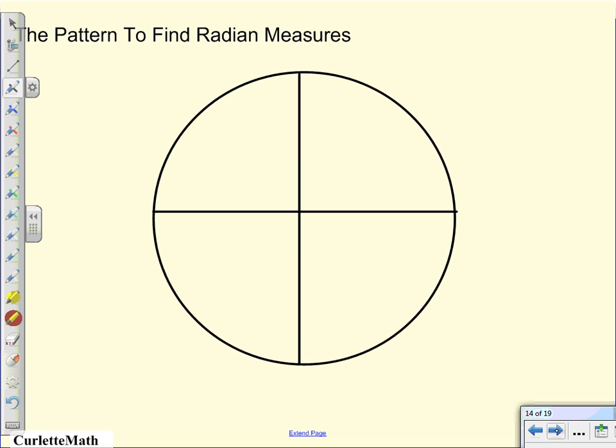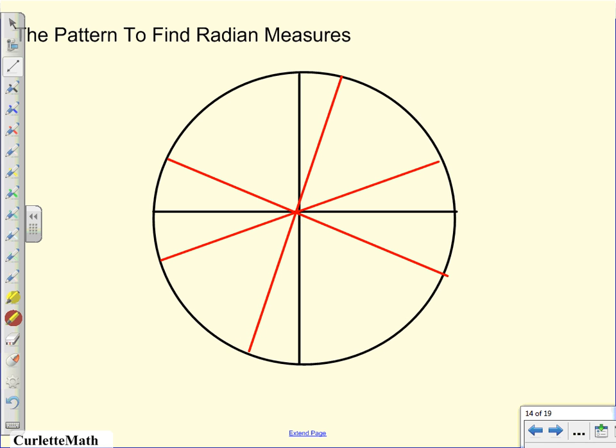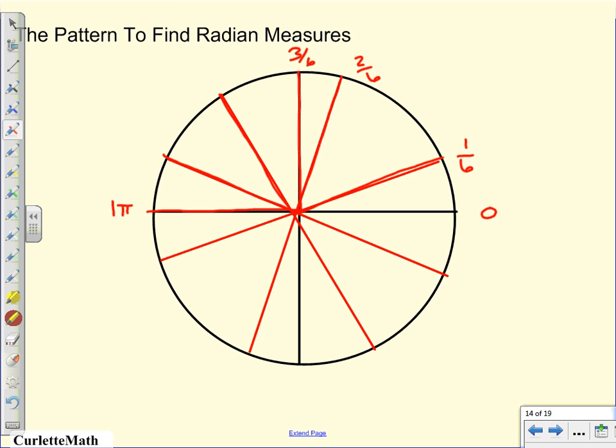So let's look at the pattern for how we could find these radian measures. When we look at our pattern, remember that we have 30-degree marks all around the circle. If we think about starting at 0 and going to 1, as in 1 pi, we would have to draw a line 6 times until we get to 1. So if we think of it as 1 over 6, 2 over 6, 3 over 6, 4 over 6, 5 over 6, and 6 over 6, we'll have our radian measures.